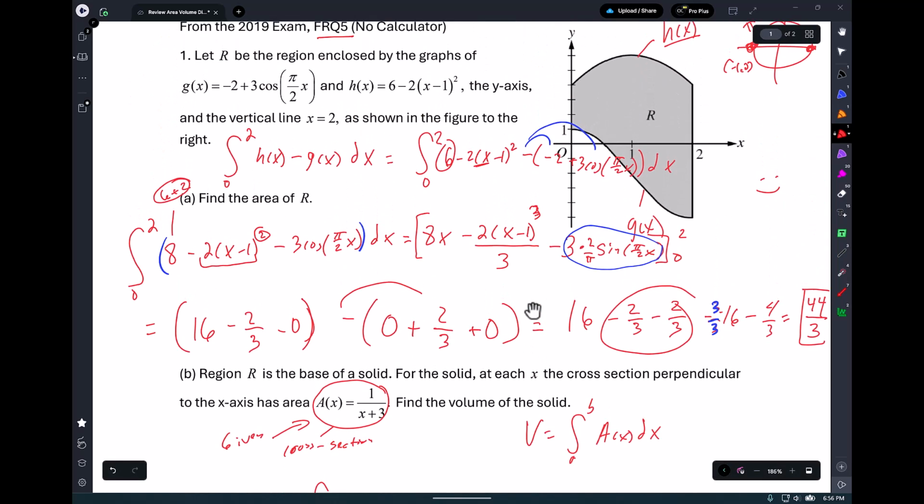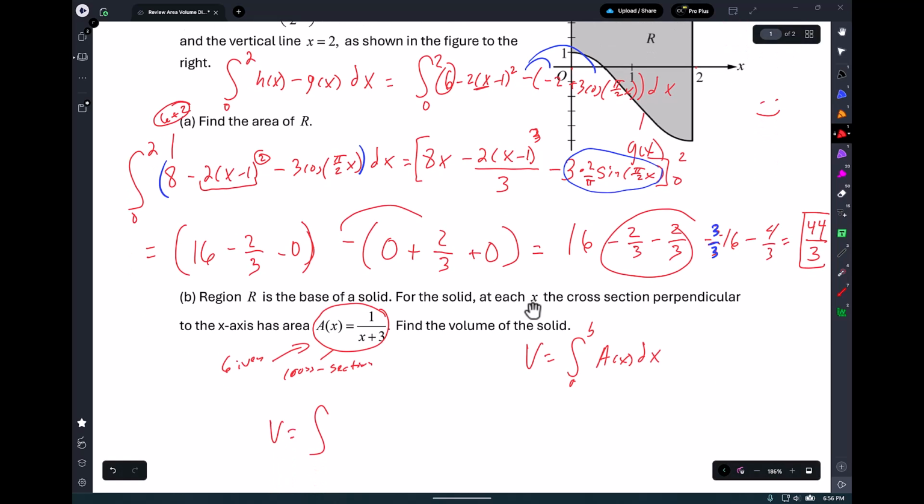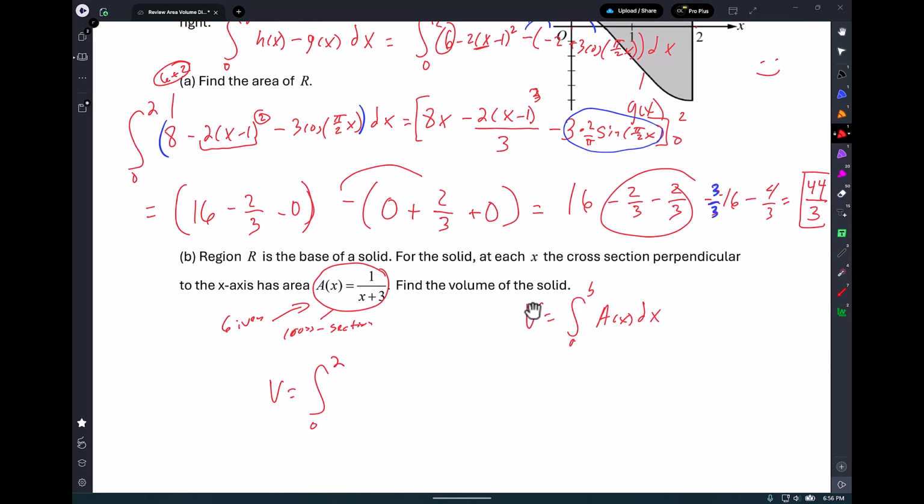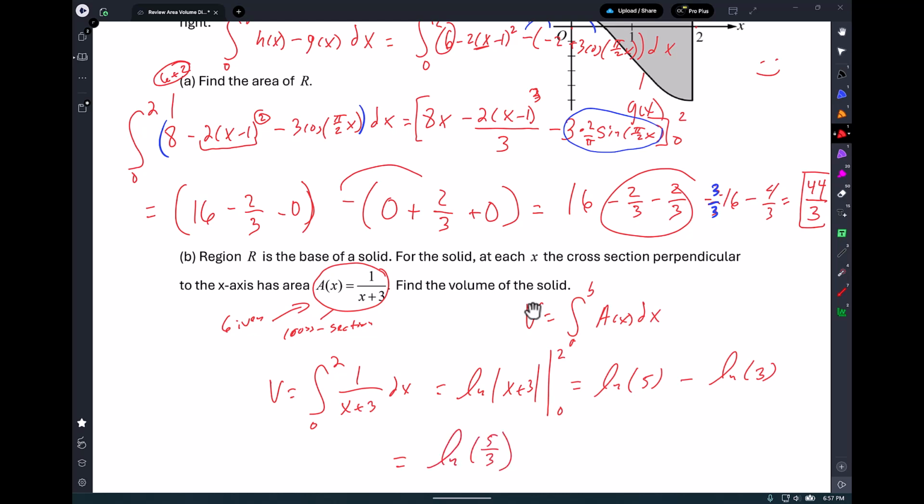Integral from 0 to 2, and it's coming out of the board. This is my cross-section that's coming out. 0 to 2 of 1 over x plus 3 dx. So here we go. Antiderivative of that, that's an ln. So ln, absolute value of x plus 3, evaluated from 0 to 2. You can take out the absolute value since this is a 2 and that's a 0, so it's always going to be positive. So ln of 5 minus ln of 3. You can leave it like that, or you can put it together and write this as ln of 5/3. And there it is, guys. We're done.